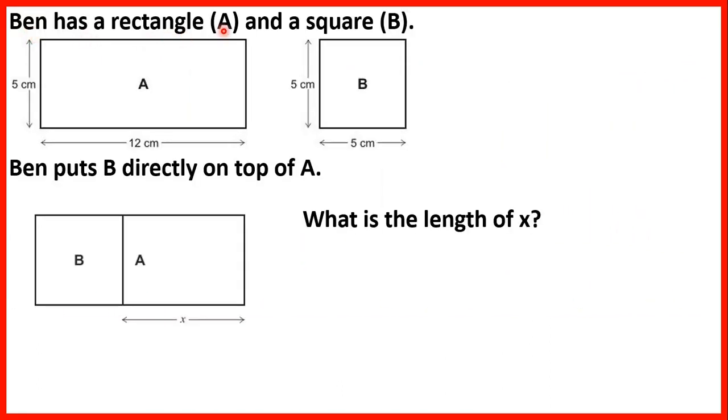Ben has a rectangle A and a square B. Ben puts B directly on top of A. What is the length of X? So we need to find this length here.